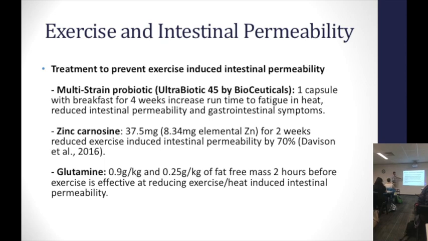Zinc's another one. Only at 8.34 milligrams elemental zinc was shown that after 2 weeks it reduced exercise-induced intestinal permeability by 70%. And glutamine, of course, the intestine's energy source, based on a number of weights, roughly you're looking at about that 10 gram mark, 2 hours before exercise, actually reduced heat-induced intestinal permeability.